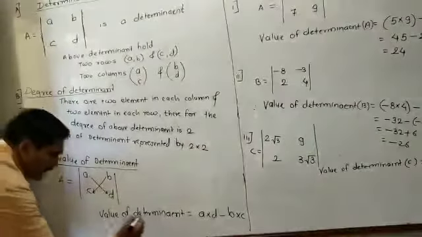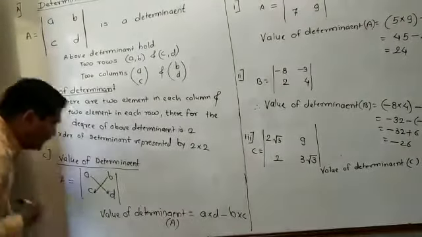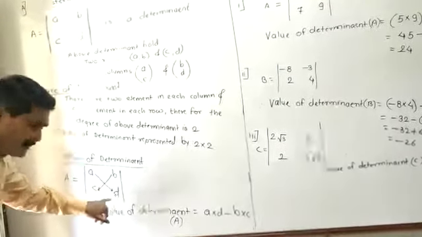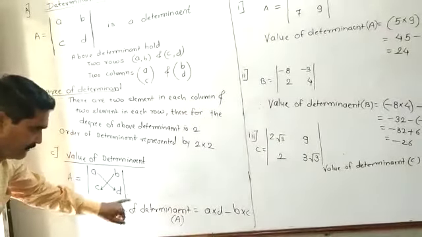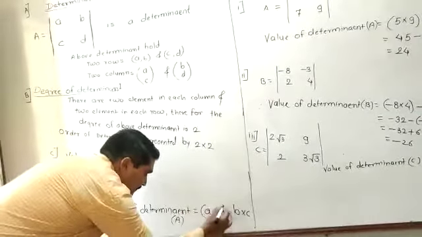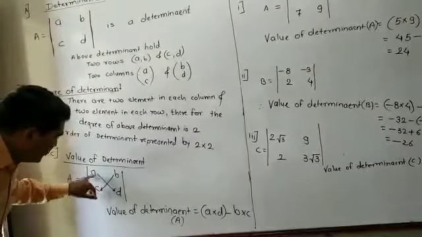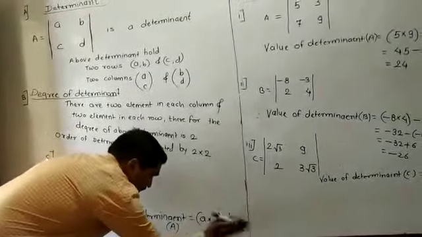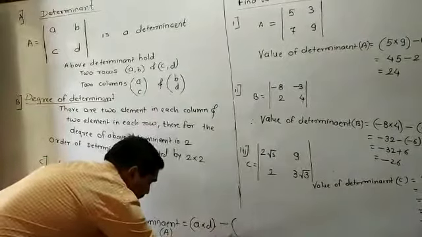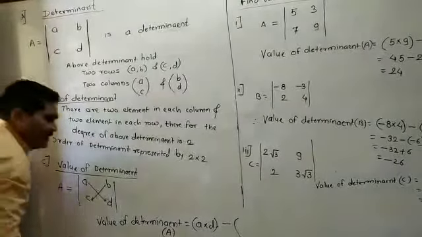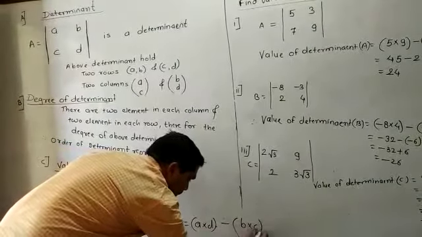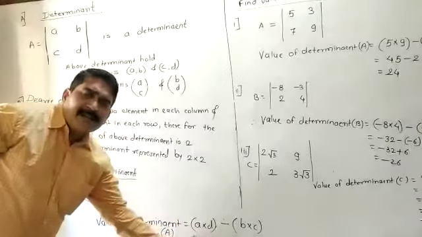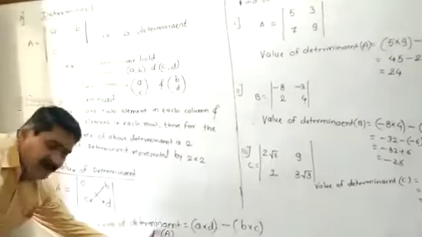Value of determinant A is equal to A multiplied by D. You have to do the product of this, A multiplied by D, in cross. So the value of the determinant is equal to, in cross you have to do the multiplication, A multiplied by D. Then after that you have to give the minus sign, minus B multiplied by C. Whatever value comes, that one is called the value of the determinant A.